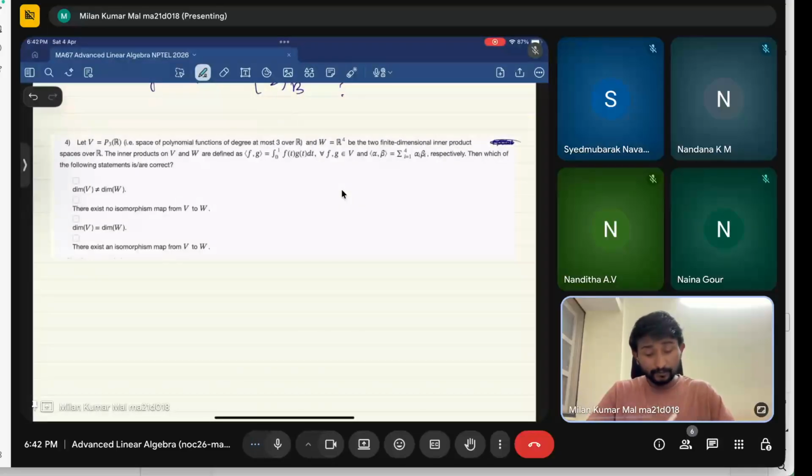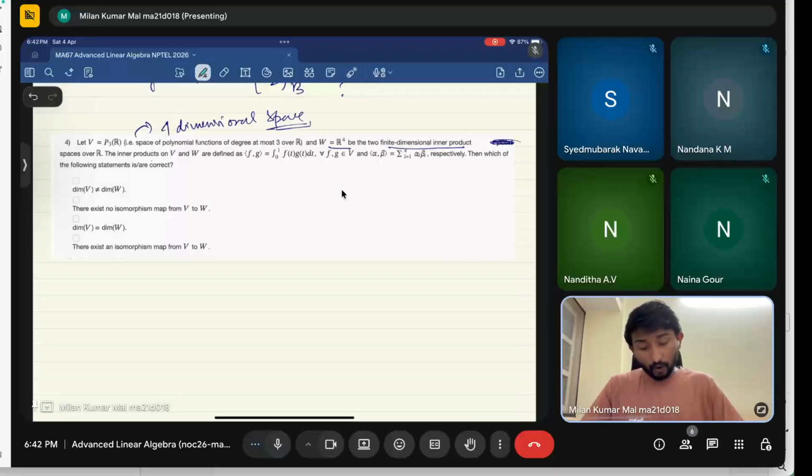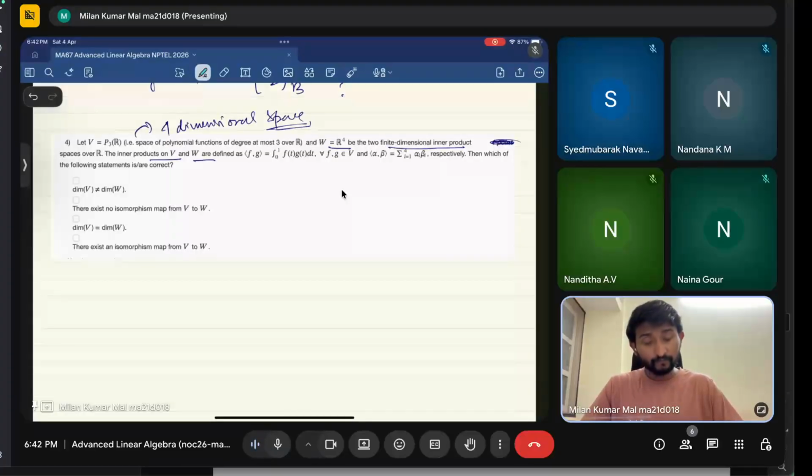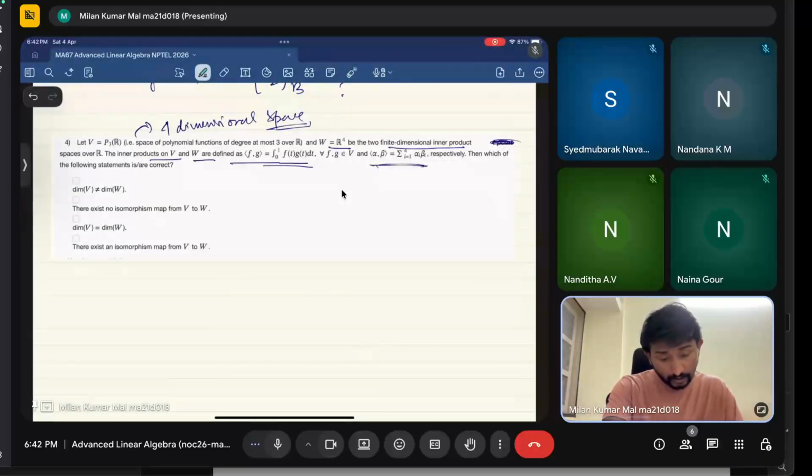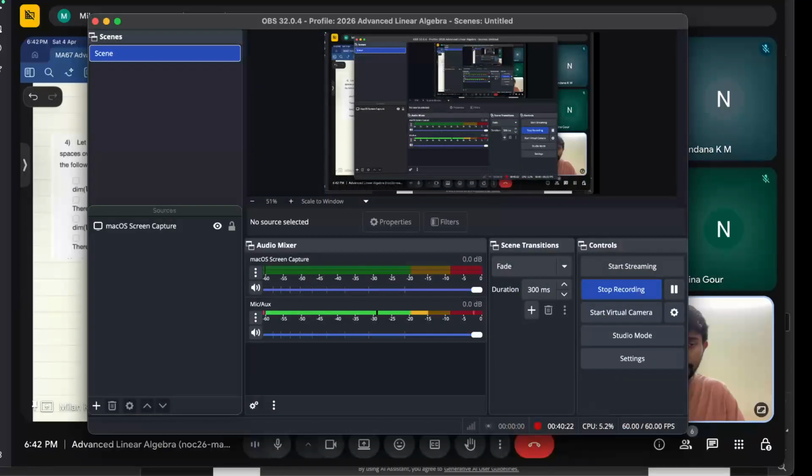So this problem says, let V be P3(R), that means the space of all polynomials of degree at most 3, and that is a 4-dimensional space. And W equals R4, that is the usual 4-dimensional inner product space over the field of reals R. Now the inner products on V and W are given this way. The inner product on R is real, so this inner product looks like this. There will be no bar at all because this is real, so the bar will not make sense here.